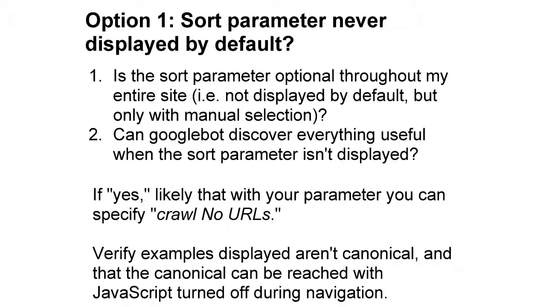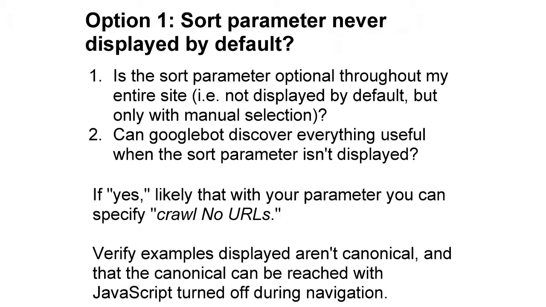Now, this can get pretty tricky, so I have 2 scenarios here. Let's go through the first scenario. You could ask, is the sort parameter optional throughout my entire site? Meaning that the sort parameter is never displayed by default, but only with manual selection. If you can answer yes to that question, that yes, it's optional throughout my entire site, then go on to question 2. Can Googlebot discover everything useful when the sort parameter isn't displayed? Meaning that we can actually crawl all of your items even if no sort parameter is present on the URLs.